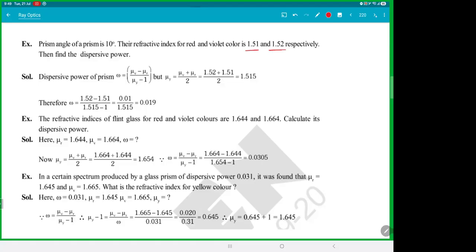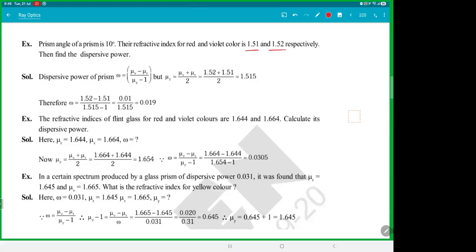Look at the second one. The refractive indices of a flint glass for red and violet are 1.64. So this is mu red and this is mu violet. The reason why we never bothered in ray optics, right, is that they change only in the second decimal. So for us, it almost worked out. Find the dispersive power. Again, substitute in the formula and finish it off.